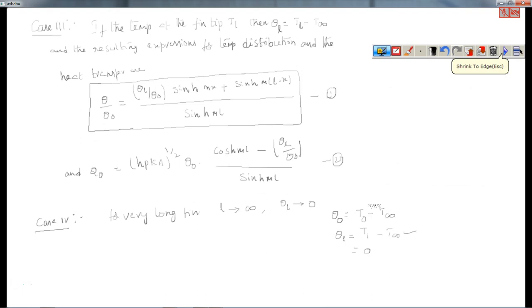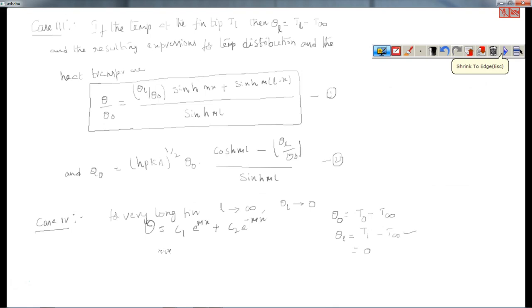This is theta 0, right? Theta 0 is equal to, I'll write it right. Let me talk about the generalized equation. The generalized heat transfer temperature distribution theta is given as theta equals C1 e to the power of mx plus C2 e to the power of minus mx, right?